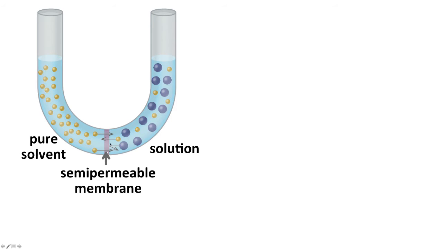Now, if we have a semi-permeable membrane in the middle of a U-tube like this, and on one side we have some pure solvent, let's say water, and on the other side we have a solution, and here the blue spheres represent solute particles. If initially the levels of the pure solvent on the left and the solution on the right are equal, what happens is water molecules, or whatever the solvent molecules are, can go through this semi-permeable membrane in either direction, from the pure solvent side into the solution, or from the solution side into the pure solvent. But the solute particles can't get through the membrane. They aren't able to pass.